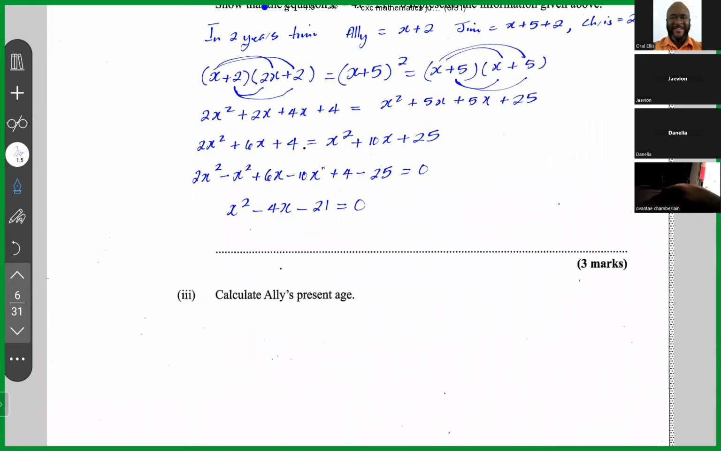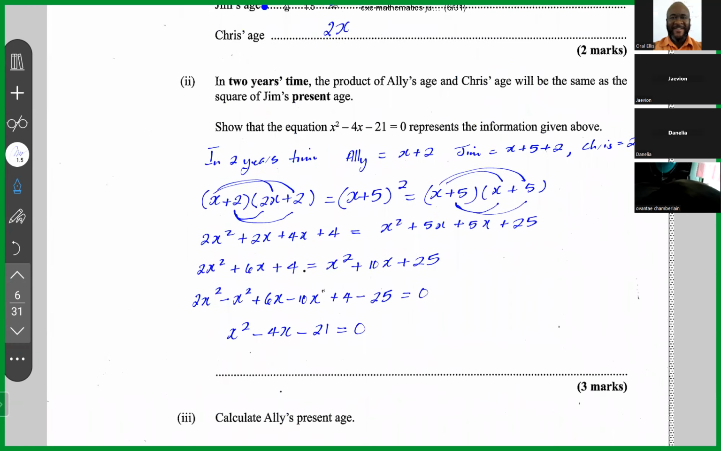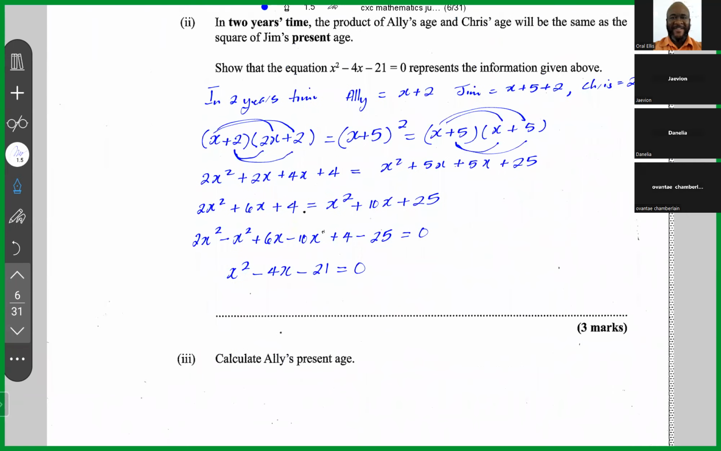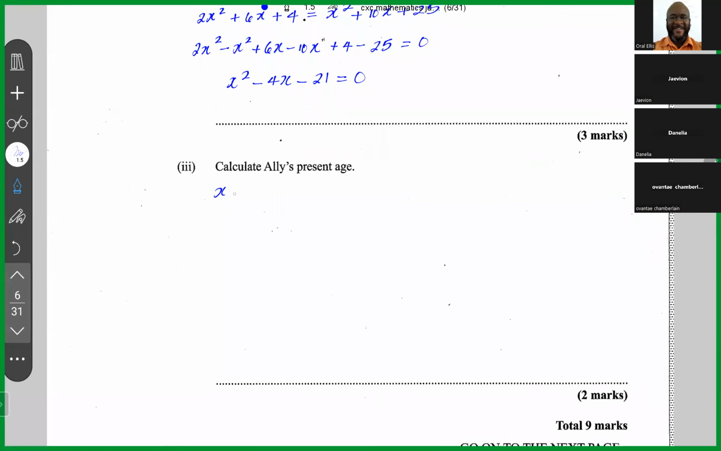All right, we're asked to calculate Ali's present age. Remember, Ali is presently x years old. So in other words, if you have an equation in x and you can solve that equation, you can determine Ali's present age. Because whatever value you get for x when you solve the equation, that would be Ali's present age. So I'm going to solve this using the method of factorization. So to do that, I'm going to factorize the left-hand side.